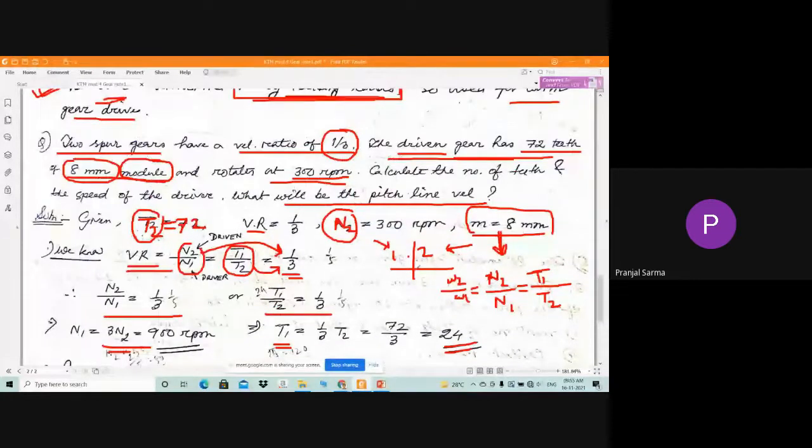Next, also it is up to this much. Is it clear? Yes, sir. The given data we have to utilize. Also they are finding what will be the pitch line velocity, that is suffix p that they are asking about.